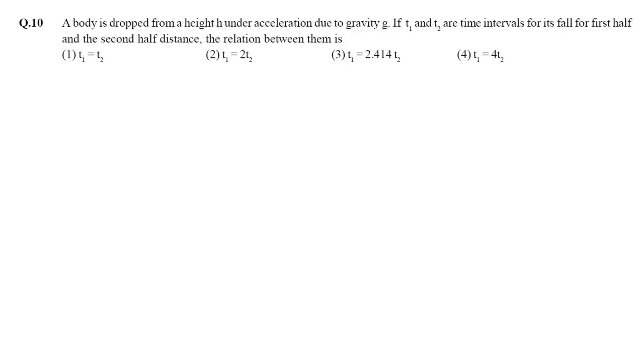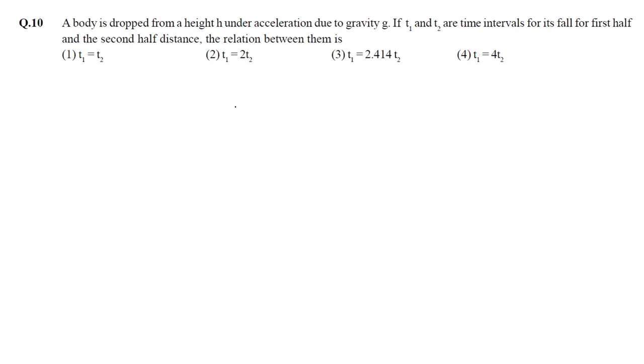And a body is dropped from a height h under the acceleration due to gravity g. If t1 and t2 are the time intervals for its fall for the first half and the second half distance, the relation between them is, okay, they are asking the relation between them. Very important question, children. So observe once. A body is dropped from a height h under the acceleration due to gravity g. If t1 and t2 are the time intervals for its fall for the first half and the second half.